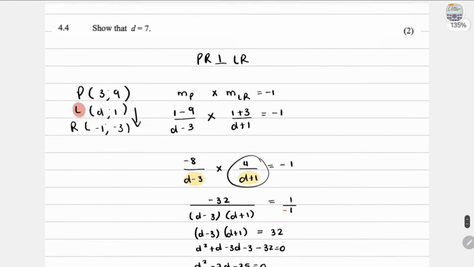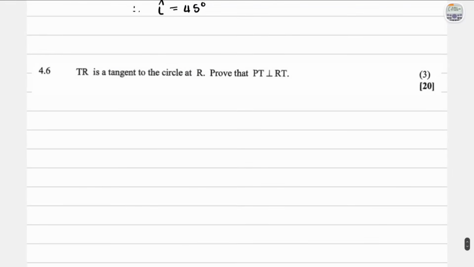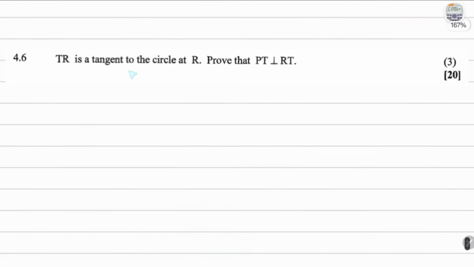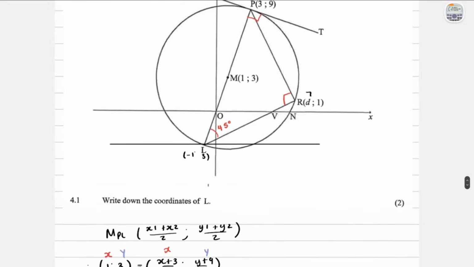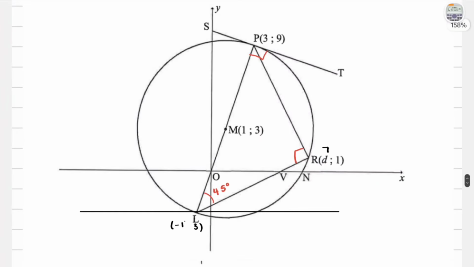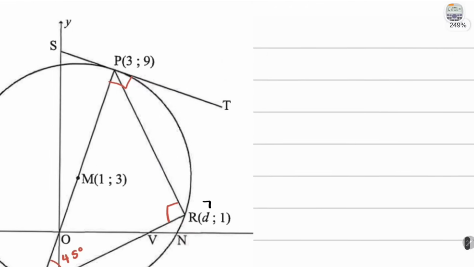Done. Okay, moving on to the next question. We're on 4.6, which says TR is a tangent to the circle at R, and we need to prove that PT is perpendicular to RT. Let's see what they're speaking about. Let's bring this diagram down because it's going to be very helpful when it's down. So there's the diagram, and they already told us something about TR. We're joining these points. TR, they said, is a tangent.